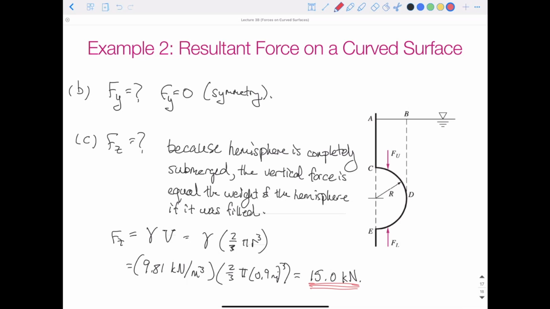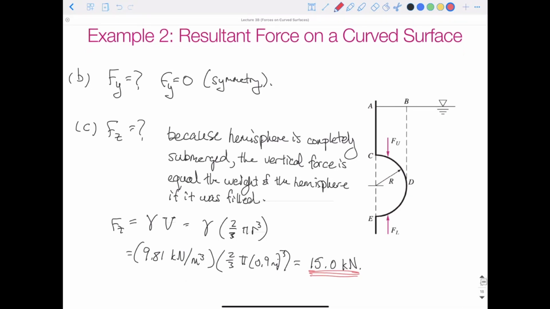And we'll see conveniently that in our next lecture, when we talk about buoyancy, this is a good lead into buoyancy. This is exactly what is called the buoyant force. Because we have the surface completely submerged, this would be the buoyant force acting on that submerged hemisphere. And we calculate it the exact same way.